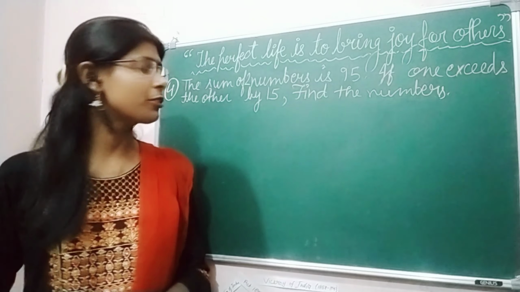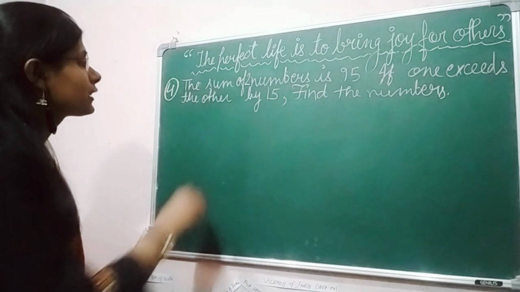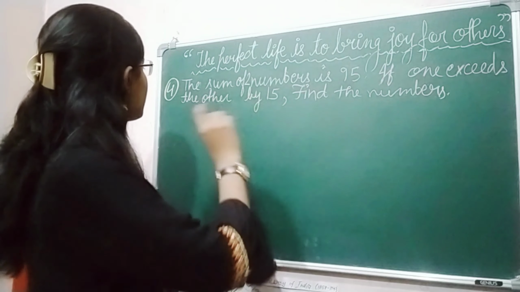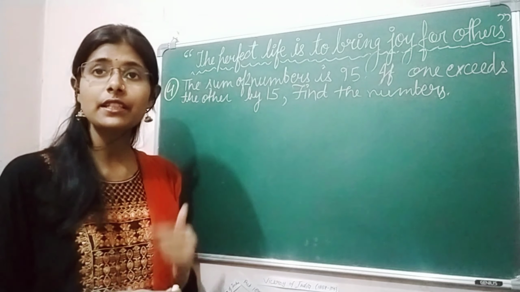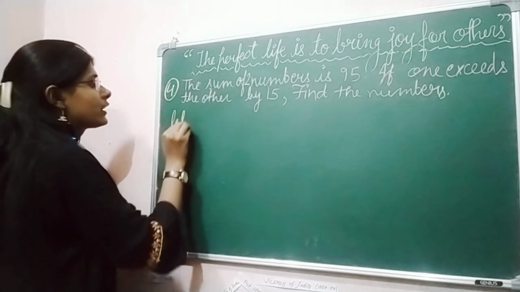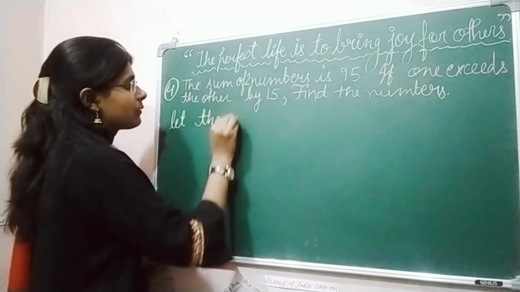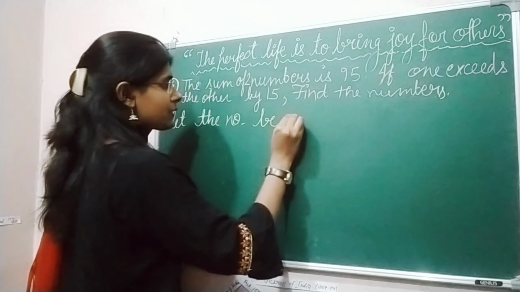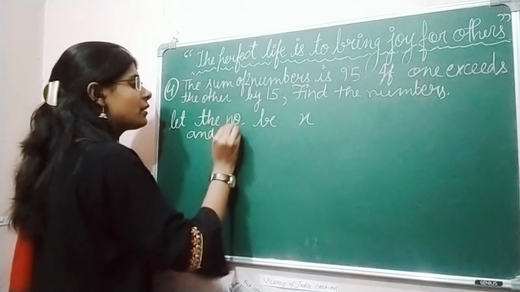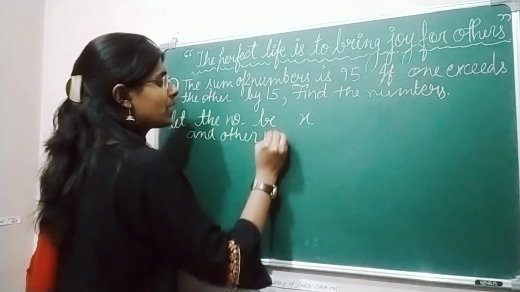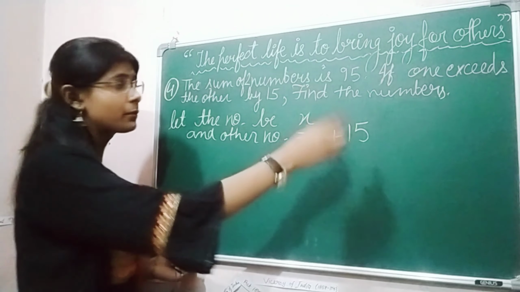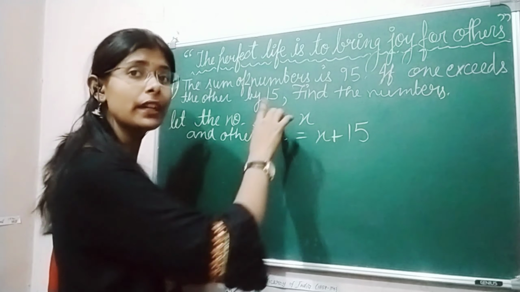Now let's see the fourth question of your textbook, that is the sum of two numbers is 95. Okay, there are two numbers. If one exceeds the other by 15, exceeds means it increases it, it adds on something, right? So let the number be x and the other number is equal to x plus 15. Why have I taken x plus 15? Because the number is exceeding the other number by 15.